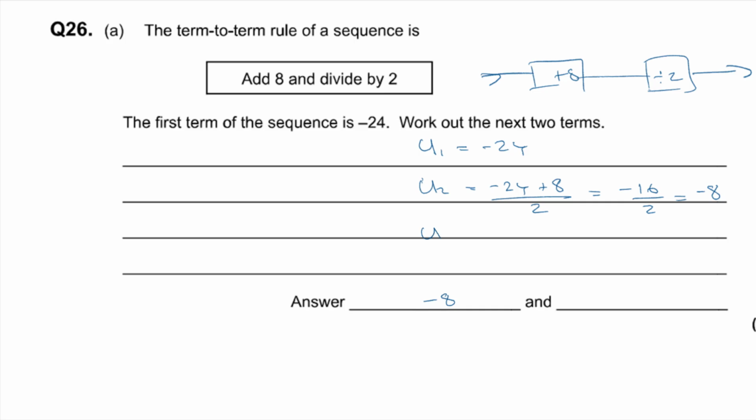And then u3, the third term, is going to be taking my negative 8, which is my second term, adding 8 to it and dividing by 2. Well, minus 8 plus 8 is 0. And 0 divided by anything is still just 0. So my next term is 0.